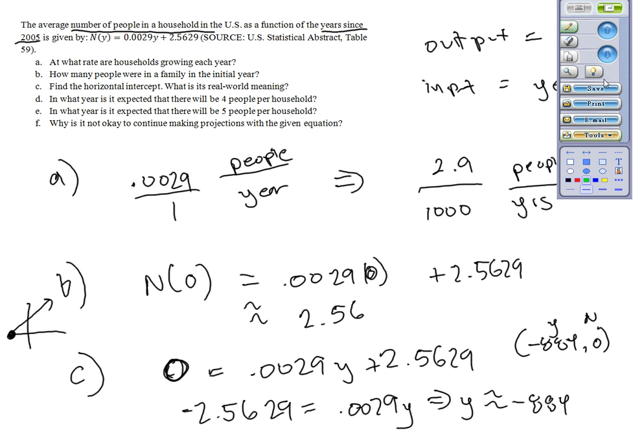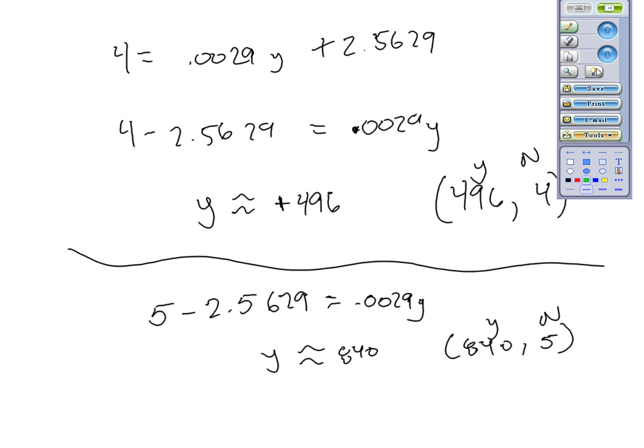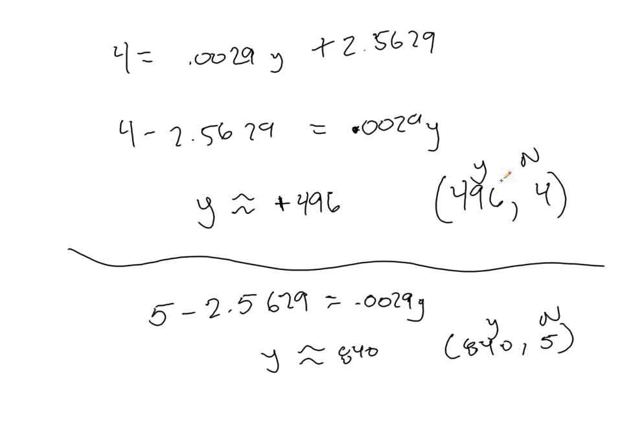Why is it not okay to continue making projections with the given equation? Well, as we already see, going too many years out, we have no idea what's going to happen. So going out more than just a couple of years beyond 2005 probably doesn't make a whole lot of sense.